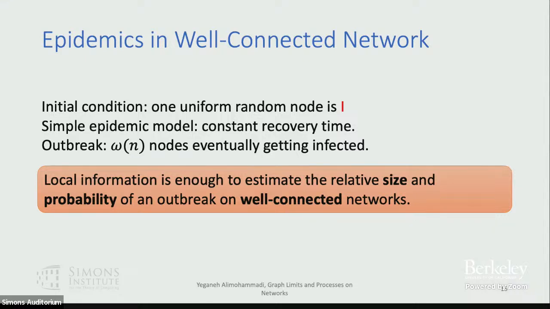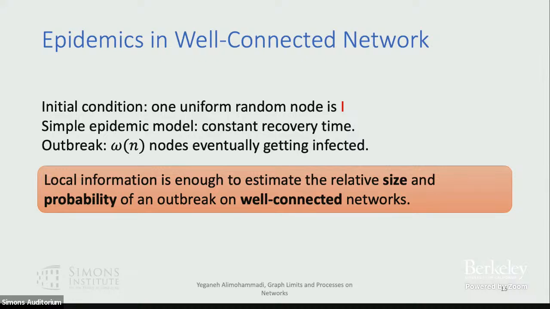It's not random as it was before. I'm defining the outbreak as the event that omega n, a super constant number of people, get infected. And then we said that the probability that this event happens, and the size of an outbreak as a result of it, has a local structure.